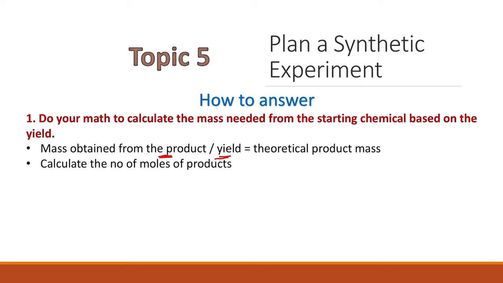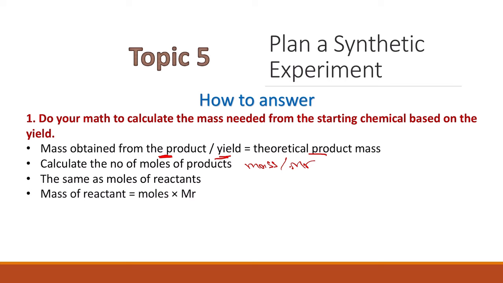And then you need to calculate the number of moles of your product, based on the theoretical product mass. Basically, you divide the mass by the Mr of your product. This is going to be the same number of moles for the reactants as well, because one reactant gives you one product in the reaction. So now we know how many moles we need from the reactant, and we can calculate the mass of the reactant: the moles of the reactant times the formula mass of the reactant.